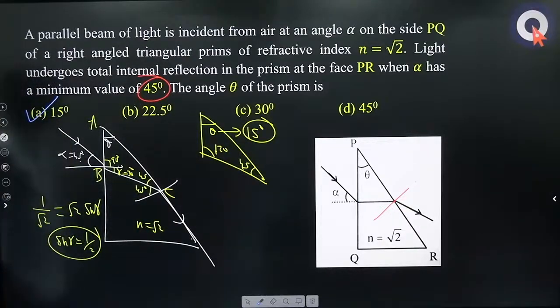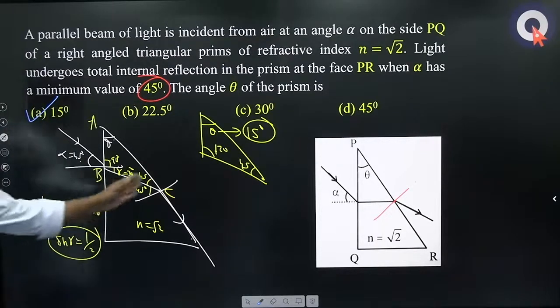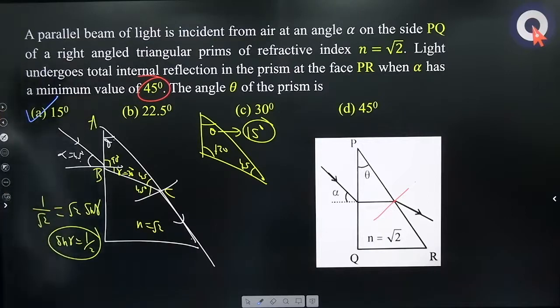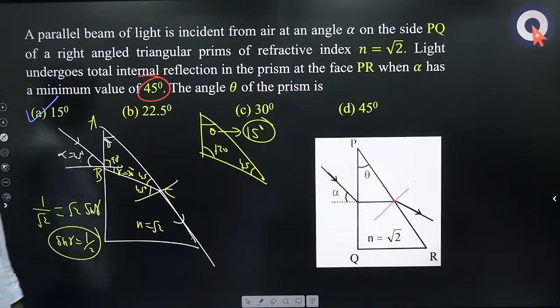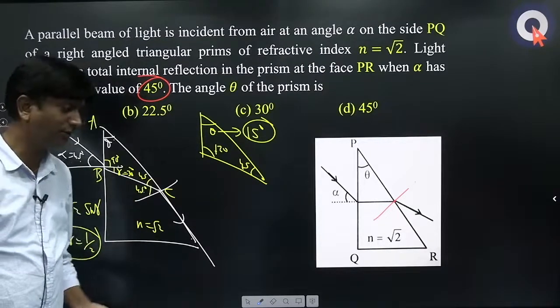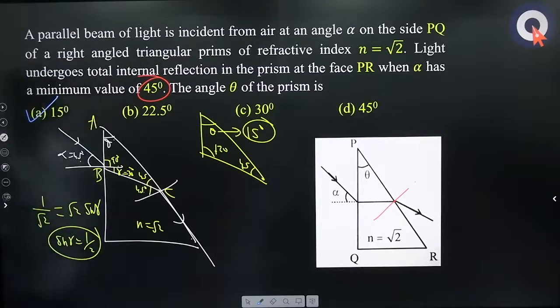Check it. The angle of the prism they are saying is 15 degrees. So clearly that's the minimum value of 45. Then it is undergoing total internal reflection, which means this 45 will become the critical angle. And the critical angle is already calculated, 1 by root 2, 45 degrees. Hope you have got this question. Right, so we'll proceed to the next question.